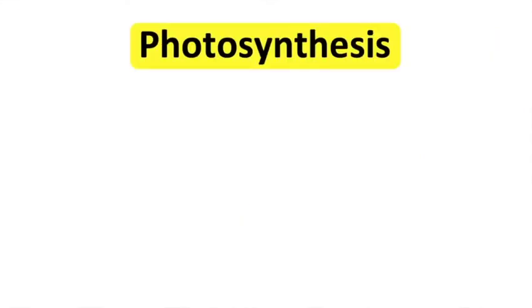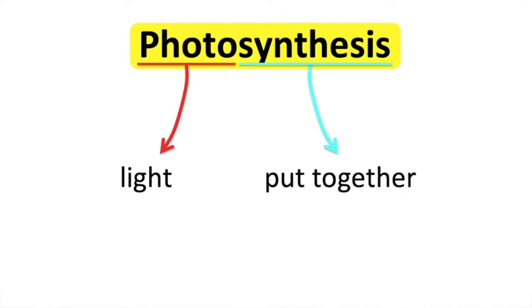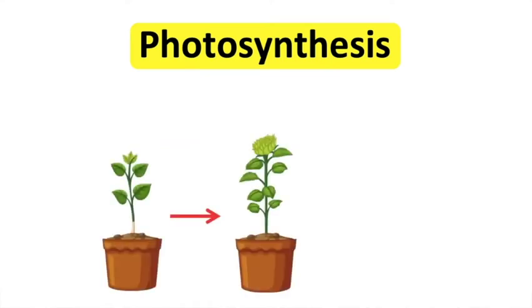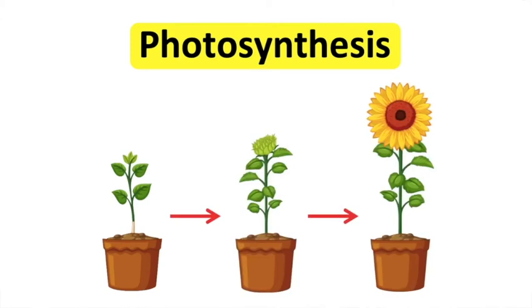Photosynthesis is a process that takes place inside a plant. It's when plants use light to make food. An easy way to remember this is photo means light and synthesis means to put something together. This chemical reaction is vital for a plant to survive and to grow. Plants need food to respire, to grow, and to reproduce.